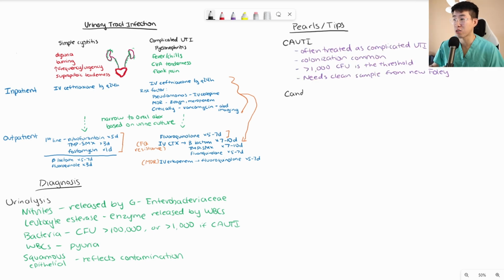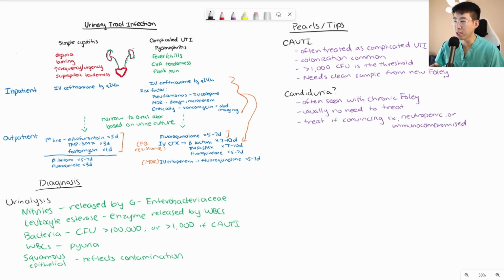Sometimes you'll see patients growing Candida in their urine, and the question is whether this needs to be treated or not. And the answer is actually that it does not need to be treated. A lot of times you're going to see this in patients with chronic catheters. The only scenarios are if you really believe that they're having UTI symptoms from a Candida infection, or if they're extremely neutropenic or immunocompromised.